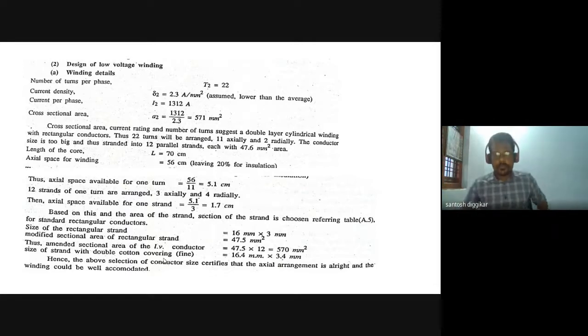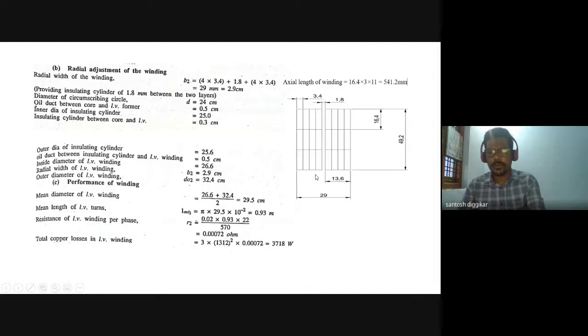Now, this is for one coil, as you can see from this figure. We place 16.4 in the vertical direction and 3.4 in the horizontal direction, and we wind the LV winding in one layer. How many conductors are there? It is 4, total 8. If you calculate this, vertically it is 12 and here it is 8. This is how we wind the LV winding.